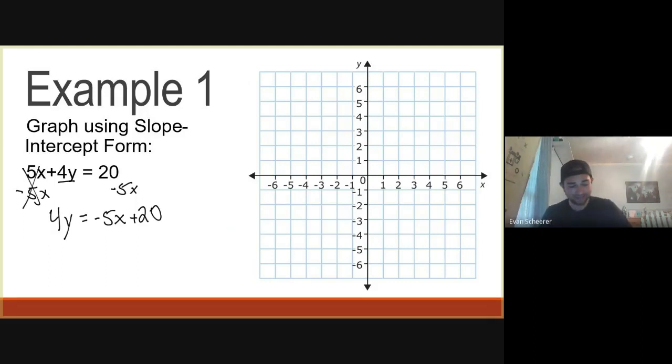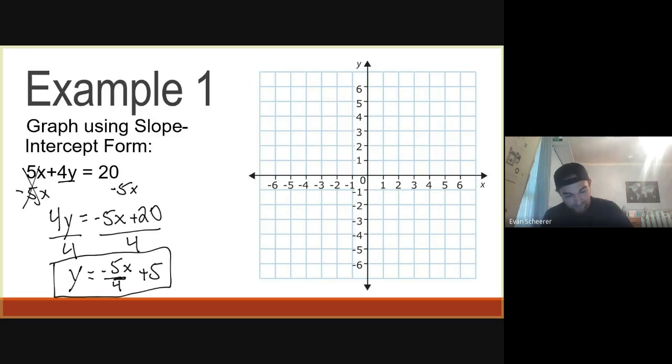Next, I need to get rid of this 4. So I'm going to divide both sides by 4. This gives me y equals, now minus 5x divided by 4, that does not go in evenly. So I'm just going to put minus 5x over 4 or minus 5 over 4x. And then 20 divided by 4 is 5. This is now my equation in slope-intercept form.